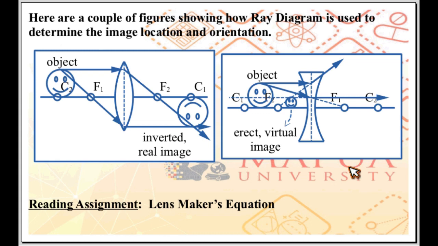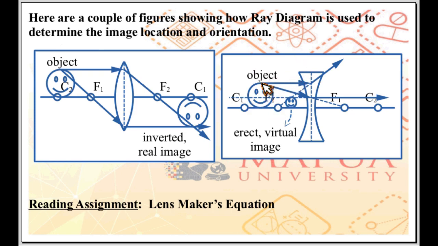On the other hand, let's have an example for the concave lens. You have a concave lens, you have the center point, you have F2, C1 in front of the lens, and you have F1 and C2 behind the lens. You have a diverging lens. We put an object in front of the lens, considering the top point of the object. The top point is considered as a light source, so it emits light in all directions.